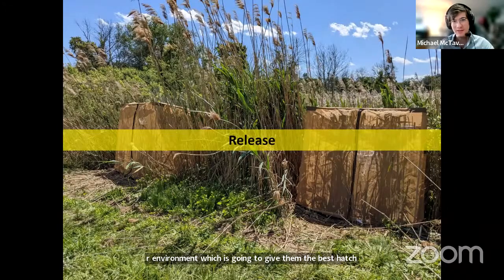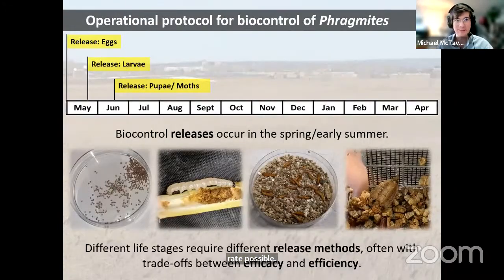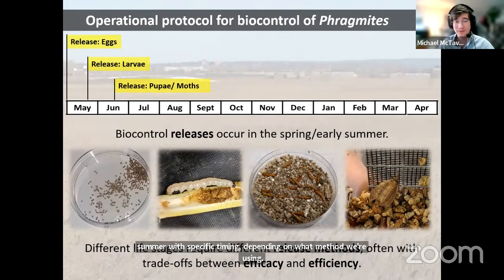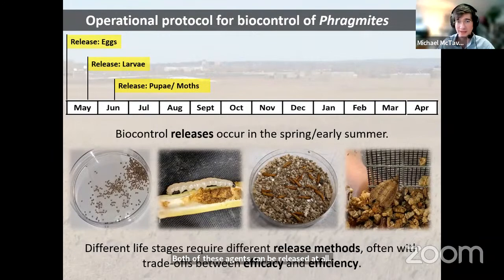Once we have the insects, we need ways to release them onto the landscape. These releases typically occur in the spring or early summer with specific timing depending on what method we're using. Both of these agents can be released at all life stages, so as eggs, larvae, pupae, or moths. These require different timings, but also different methods. And generally, these will involve some trade-offs between efficacy and efficiency that we'll get into.